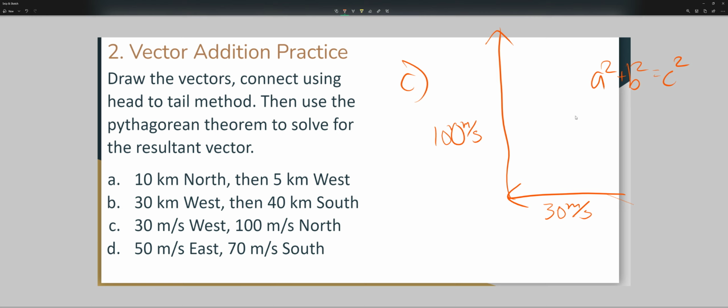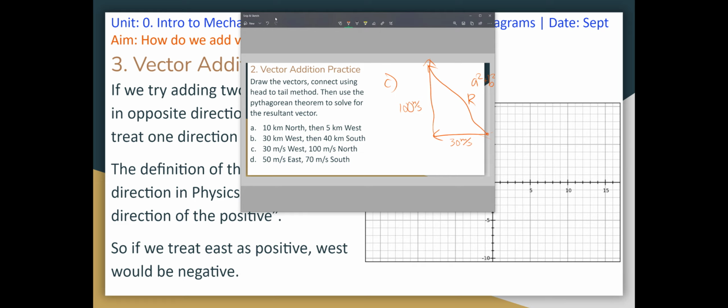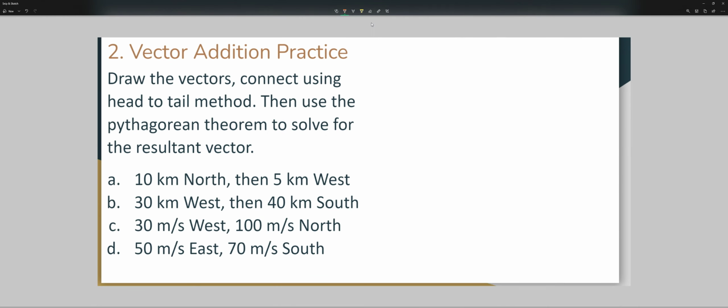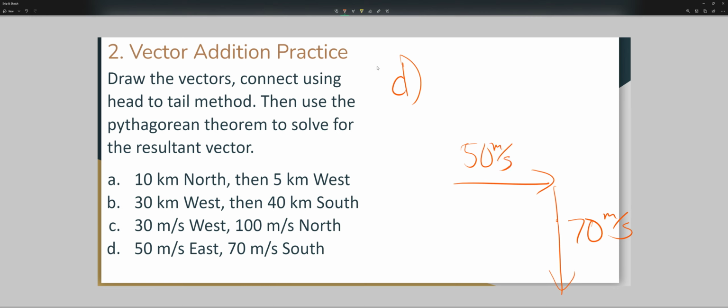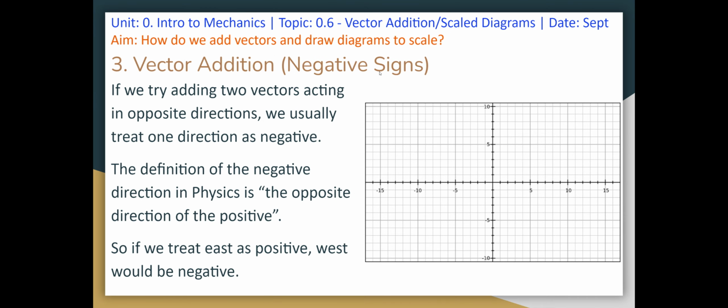But this is the proper way to draw a diagram, right? So you're going to connect the start point. And that's obviously not a perfect line, but again, we're going to label that R. And the other ones you can do yourself, right? So for D, the diagram would be 50 meters east, and then you would go south, 70 meters per second. So then this would be your resultant. And then you would do A squared plus B squared equals C squared again.